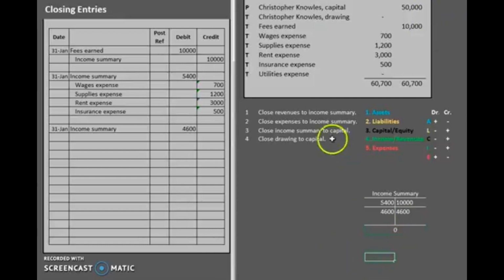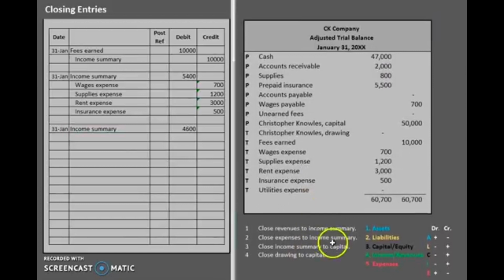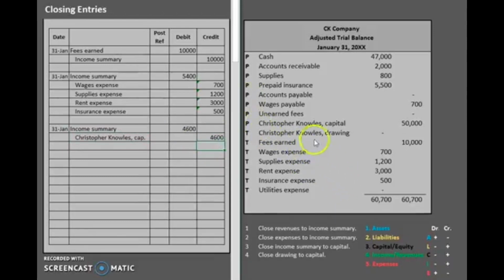So as you can see, we created it in the first entry and then we killed it in the third entry. So it's just a temporary intermediate account that we use just for the closing process. So now let's finish up this third entry because obviously we're missing something here. What do we always close our income summary account to? That would be capital. So let's take a look at our capital account right here. Christopher Knowles, Capital, and that will be our credit, for 4,600.